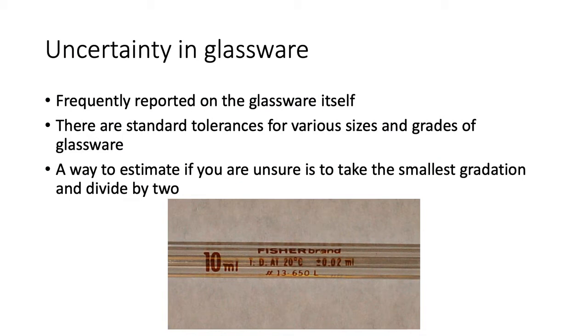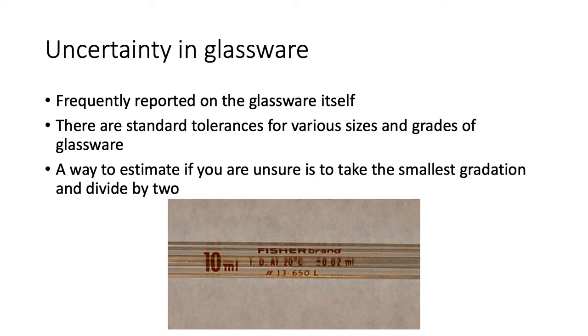And the same thing goes for glassware. The uncertainty in the glassware is frequently reported on the glassware itself, and there are standard tolerances for various sizes and grades of glassware. So if you've ever seen glassware that's volumetric, it may say either an A or a B on it. The A is like the highest standard, and then B is a slightly higher tolerance. There are standard values of those that you can look up, but it's usually written on the glassware.